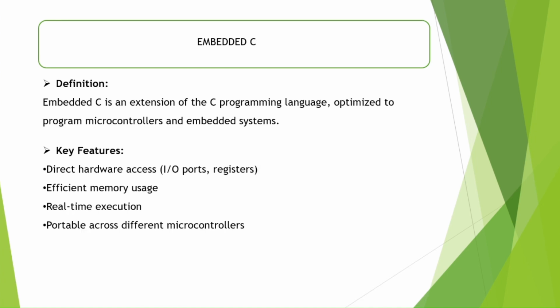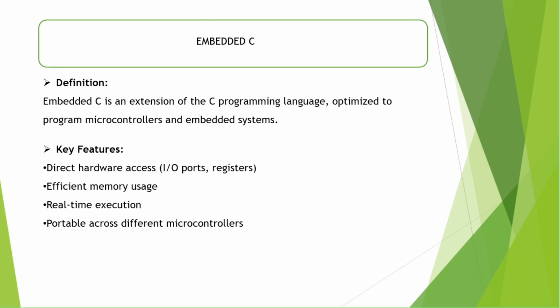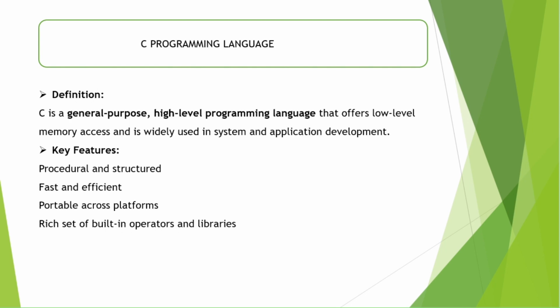To program these systems, we often use embedded C. Embedded C is an extension of the C programming language, specially optimized for microcontrollers and embedded systems. It offers key features such as direct hardware access, efficient memory usage, real-time execution, and portability across different microcontrollers. C itself is a general purpose, high level programming language known for its low level memory access, speed, efficiency, and portability.